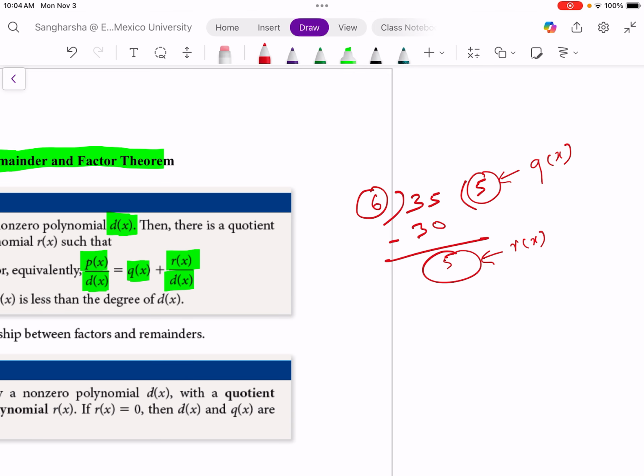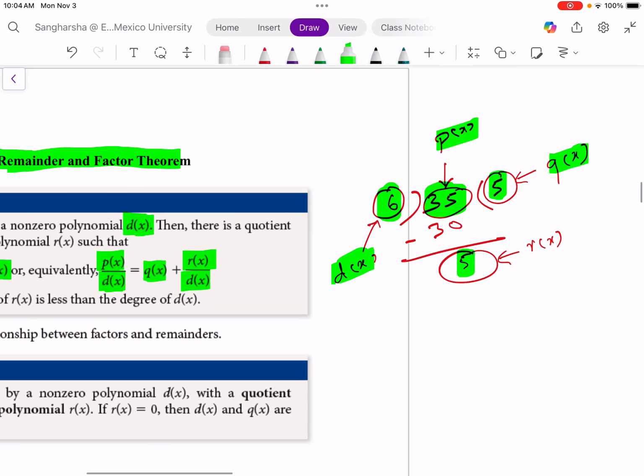So we use r of x for the remainder, and this is the quotient, which is q of x. This 6 is the divisor, we use d of x, and this number, in our case it will be a polynomial p of x, okay? So here we have a p of x, which is 35. So we have a number, and we divide this 35 by 6. So this 6 is a divisor, and we use d of x to represent our divisor, okay? And when we divide 35 by 6, we get a quotient 5, which is q of x, and the remainder 5, which is r of x.